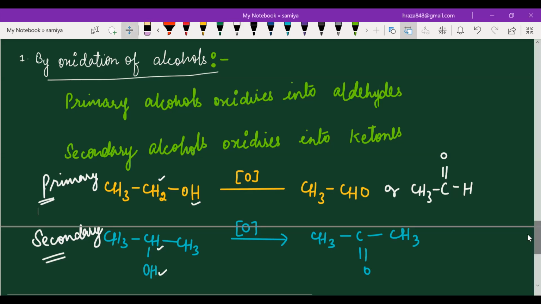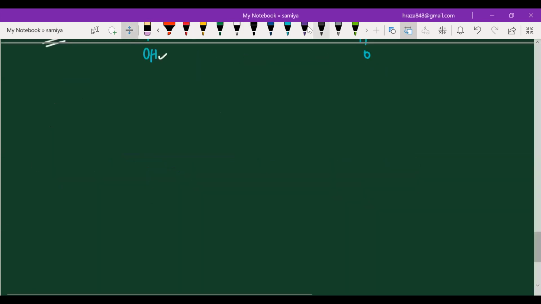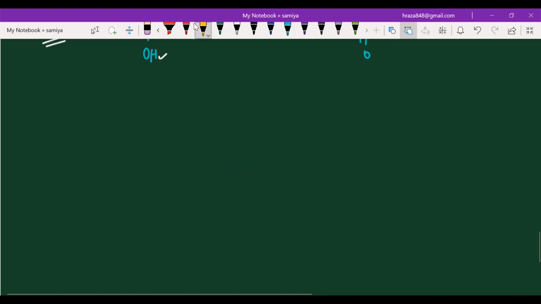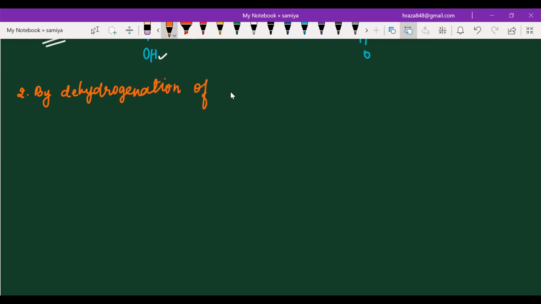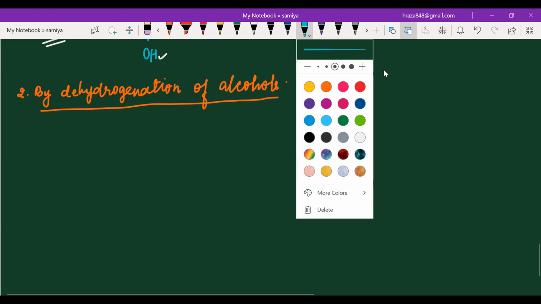Now the next part is also the same. As you can see, the next method is by dehydrogenation of alcohols. Do you know what this dehydrogenation means? It means removal of hydrogen. Removal of hydrogen.